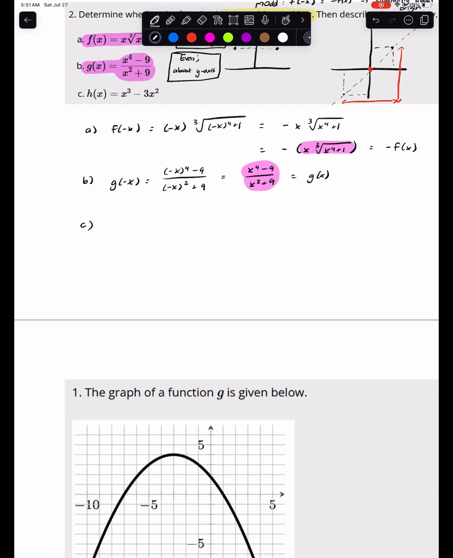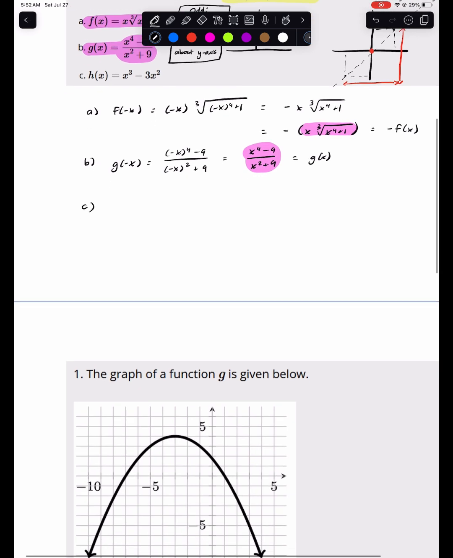For part C, we'll plug in negative x into h, our function h here. We get negative x cubed minus 3x squared. And we can simplify, sorry, negative x squared. And we get negative x cubed minus 3x squared, because negative times negative is positive, right?